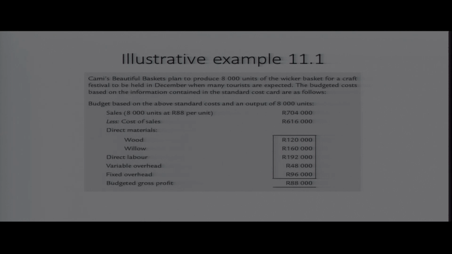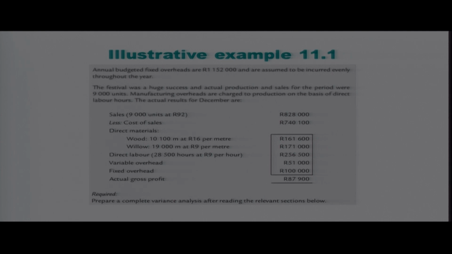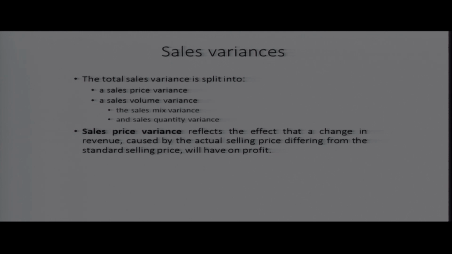And our budgeted sales came to 704,000. And then going to there, we actually sold 9,000 units at 92 rand, and the sales value came to 828,000. So talking about the sales variance, what does this mean?